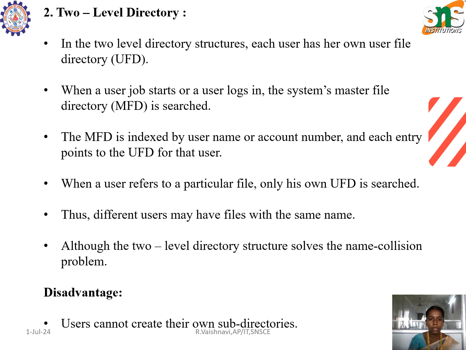Next one is 2-level directory. In the 2-level directory structure, each user has her own user file directory, that is UFD. When the user job starts or the user logs in, the system's master file directory is searched, that is MFD. The MFD is indexed by the username or the account number, and each entry points to the UFD for that user. When the user refers to a particular file, only his own user file directory is searched.